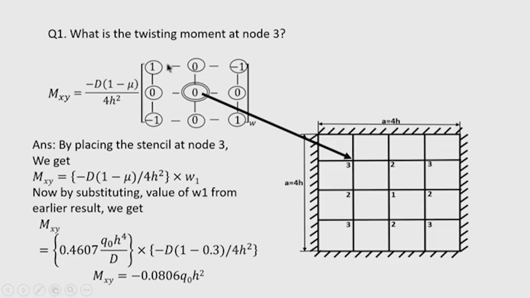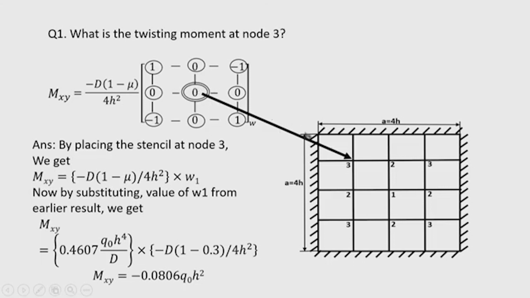And now, let us give a question to you. If you understand this, you will be able to answer. What will be the twisting moment at the node 2? Because now we found the deflection value at the nodal points, we can calculate any stress resultant. So, let us proceed to calculate the twisting moment at 3. Twisting moment at 3 is calculated.